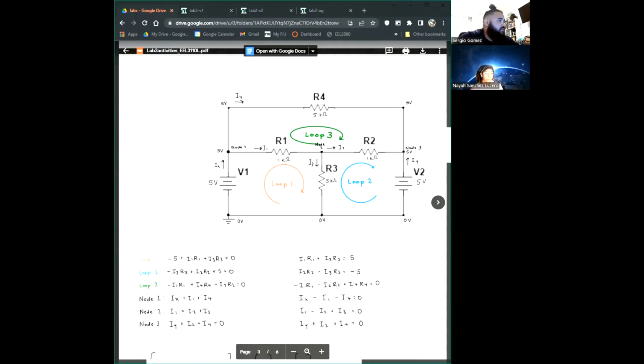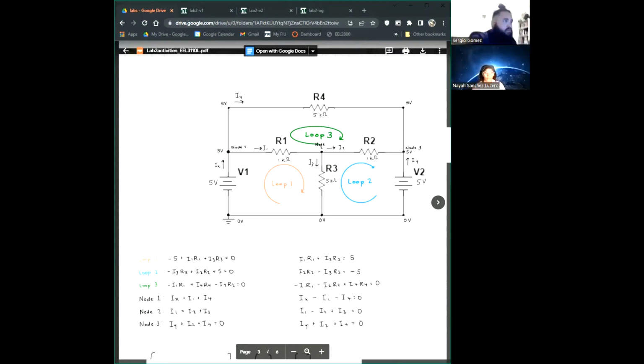Those 6 equations are going to provide us the solutions to our 6 unknowns. Our 6 unknowns are I1, I2, I3, I4, IX, and IY. And then I'm going to show you the calculations we did. We set them up into a matrix.